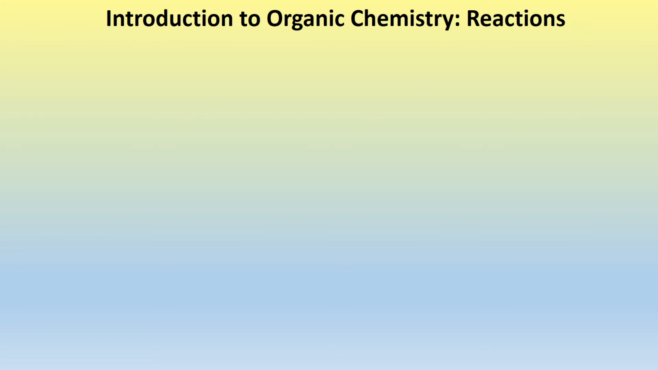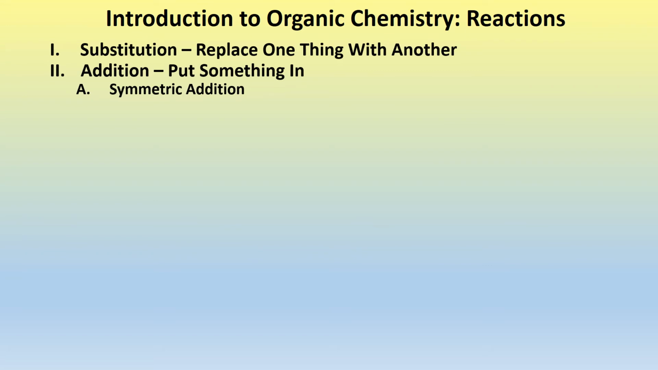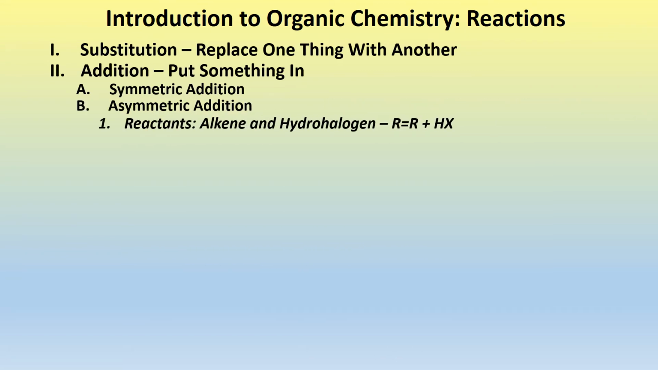So we have seen substitution reactions, where on an alkane or an alcohol, one part of the molecule can be replaced with a halogen. And also, an addition reaction, where a double bond is opened up. We've seen a symmetric addition. There's also an asymmetric addition. In this case, your reactant is still an alkene with a C=C, but now you have a hydrohalogen, R=R and HX. The product will be an alkyl halide, RX.